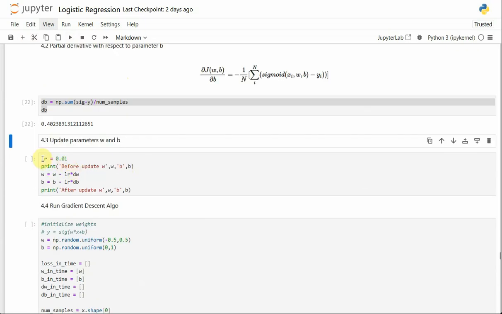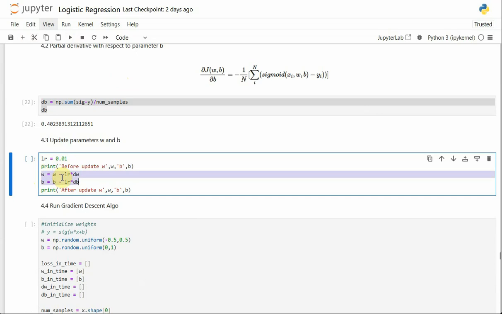Finally, we should update our parameter values by using the old value of the parameter and the gradient value of the parameter multiplied by the learning rate. And because we do gradient descent, we should take the difference between the old parameter value and the multiplication of learning rate and parameter gradient. And this is true for both parameters.